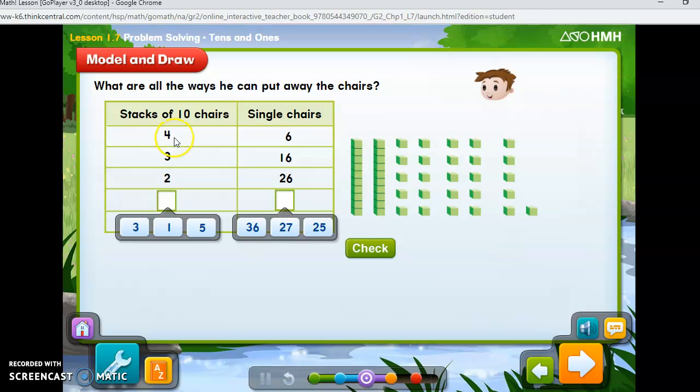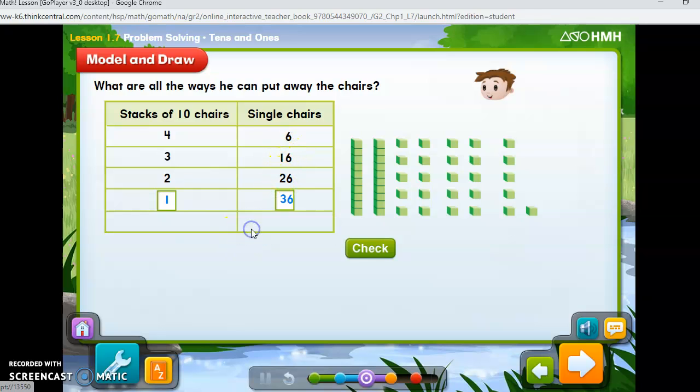So I'm looking at the chairs and I know that the tens place goes down by 1. So 4, 3, 2, I know, 1. And the single chairs goes up by 10. So 6, 16, 26. Look right here, 1, 2. What comes next in order? 36. Great.